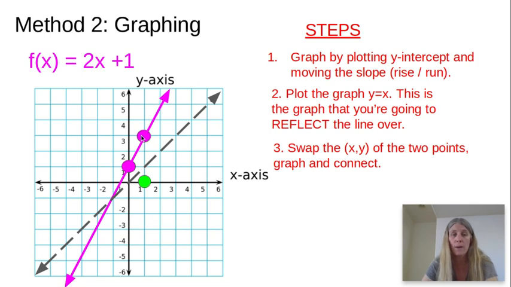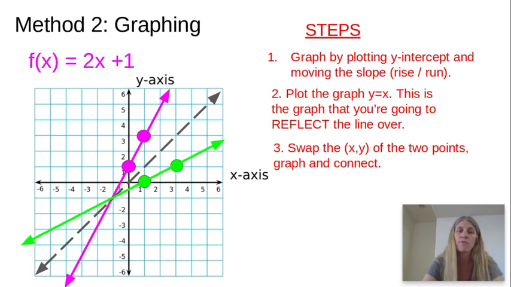Our second point here is the point 1, 3. So we're going to plot the point 3, 1. Once we have those 2 dots, we can connect them and form a line. So this is a visual representation, but we're basically doing the same thing. We're simply looking at those points on the graphed line and switching the x and y going different ways.